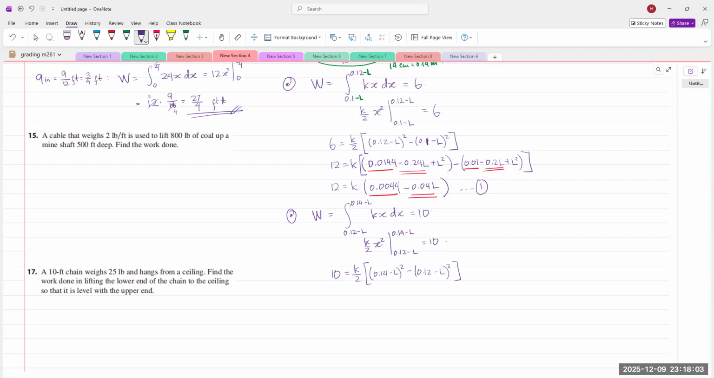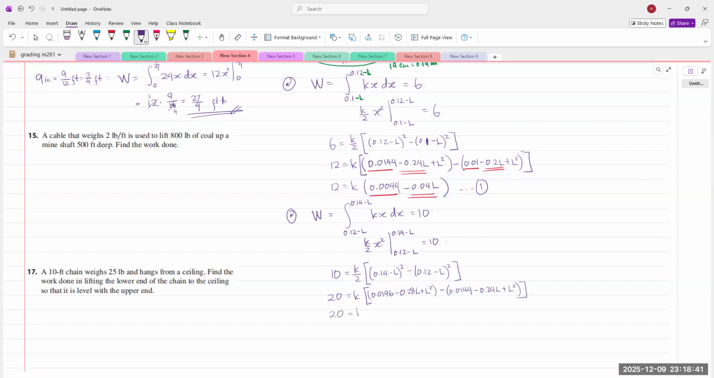Okay, so 20 equals k times, actually I think it may be easier if you do difference of squares here, but this is 0.0196 minus 0.28 L plus L squared, that's for the first group, minus the second group, 0.0144 minus 0.24 L plus L squared.